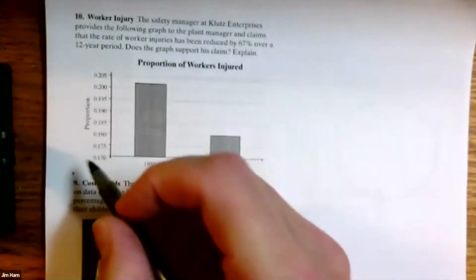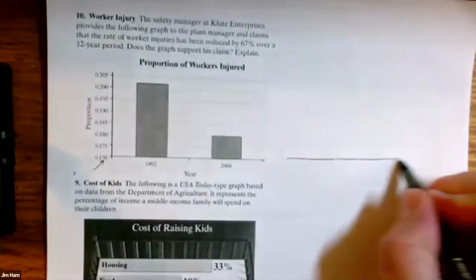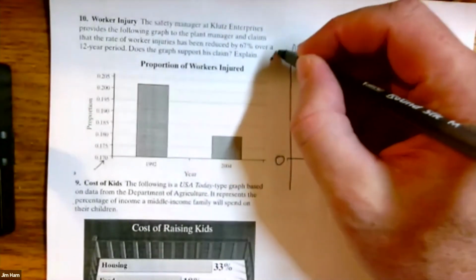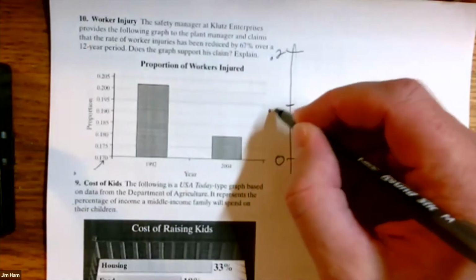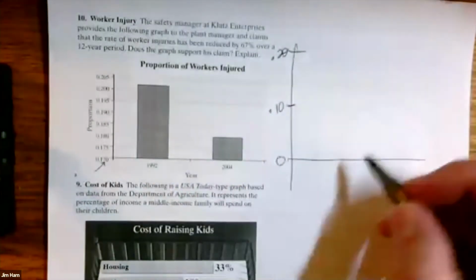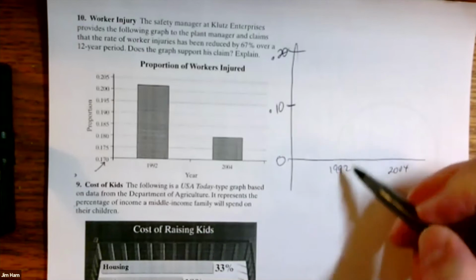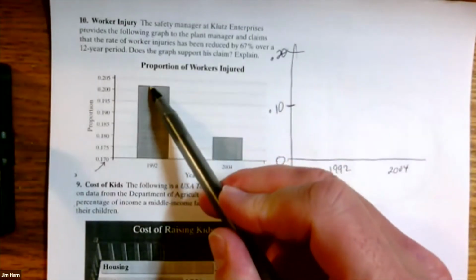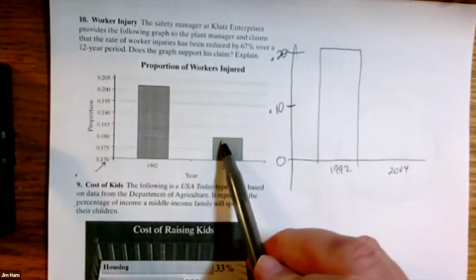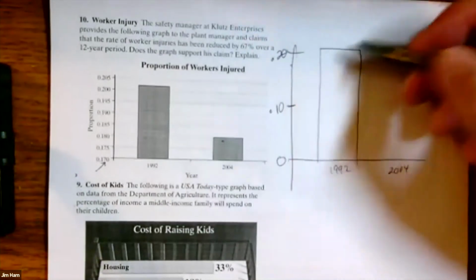But again, you can see this one here does not begin at 0. So if you did begin at 0 and you went up to 0.2, and this was 0.1, 0.10, 0.20, you would see these two bars at 1992 would be much closer to one another. So 1992, it looks like it's up just slightly higher than 0.2, so it would come up here. And then 2004 is about 0.18. So 0.18 would be about right up in there.